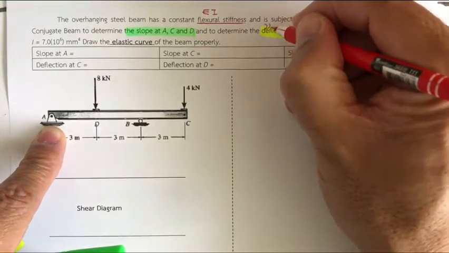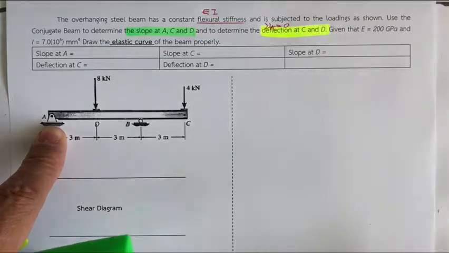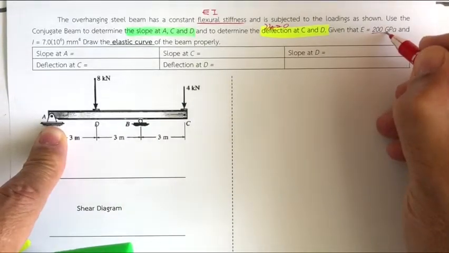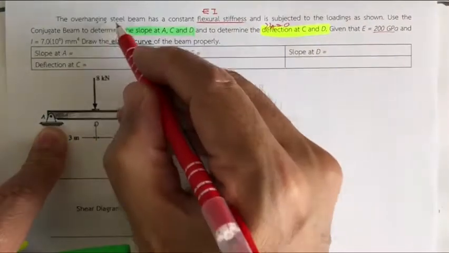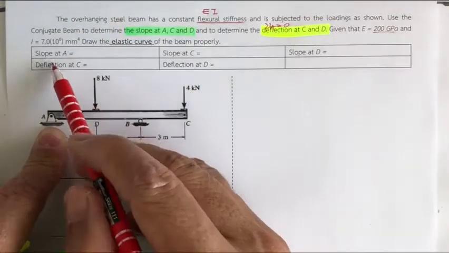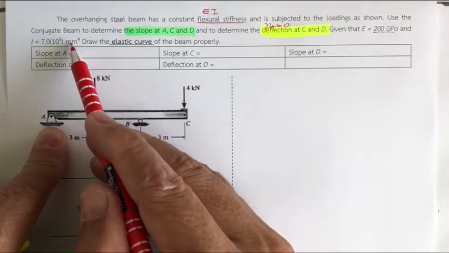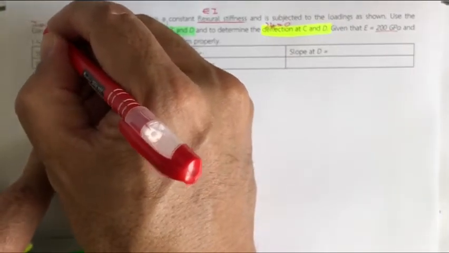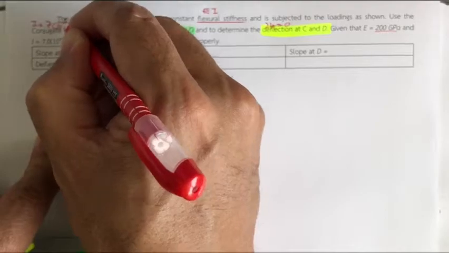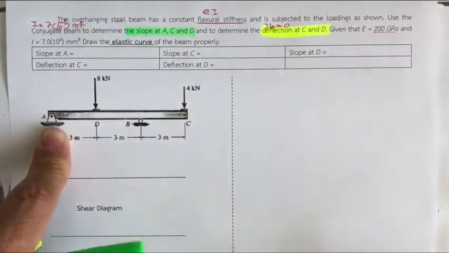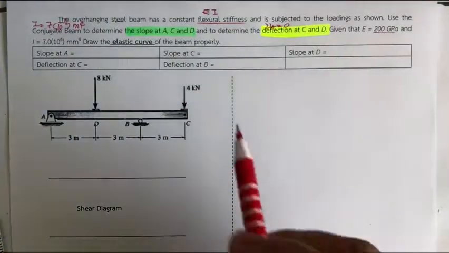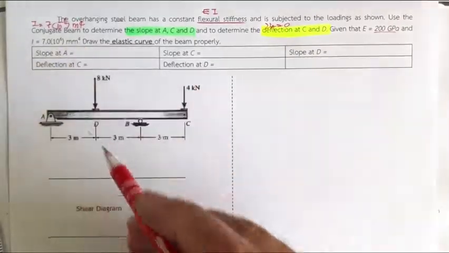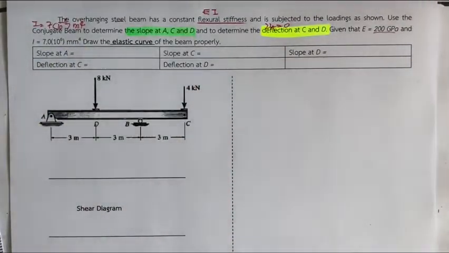The v sub A is equal to 0. And they say the E is 200 gigapascal. So that's for the steel. And the I is 7 times 10 power 6 millimeter power 4. And if you convert, the I is 7 times 10 to the minus 6 meter power 4. And then finally, they asked us to draw the elastic curve of the beam properly. Anyway, we should start by drawing the elastic curve.